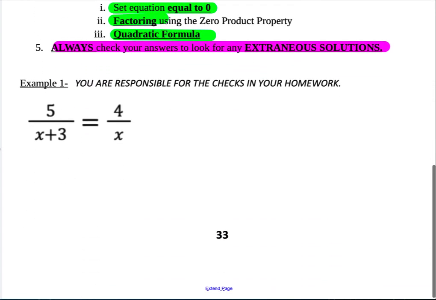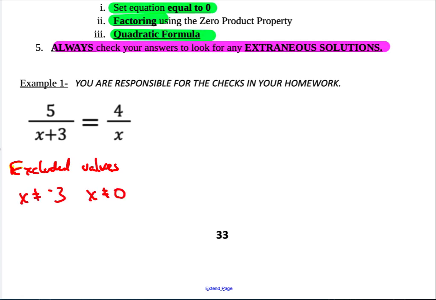So we're going to start with this one. The first thing we're going to do is find our excluded values. Let's find what numbers we know are not going to work. Well, that just means looking at each of our denominators and telling me what x cannot be equal to, because it would give me 0 as a denominator. So x cannot be equal to -3, and x cannot be equal to 0. So now we know to avoid those two numbers should they come up.